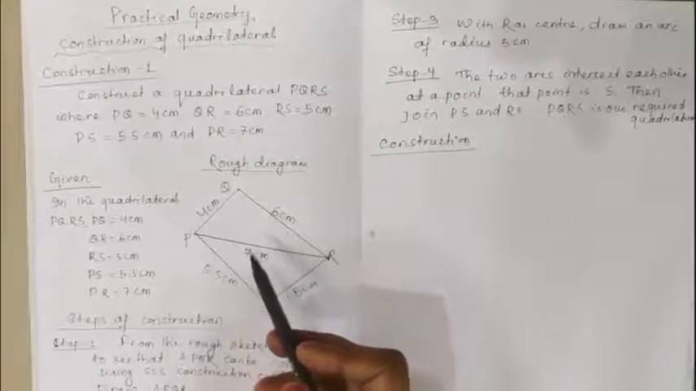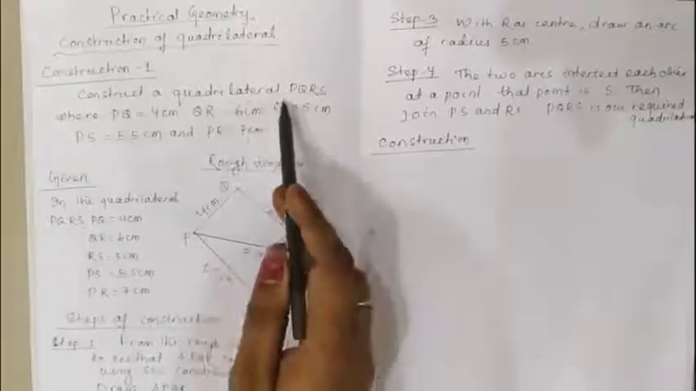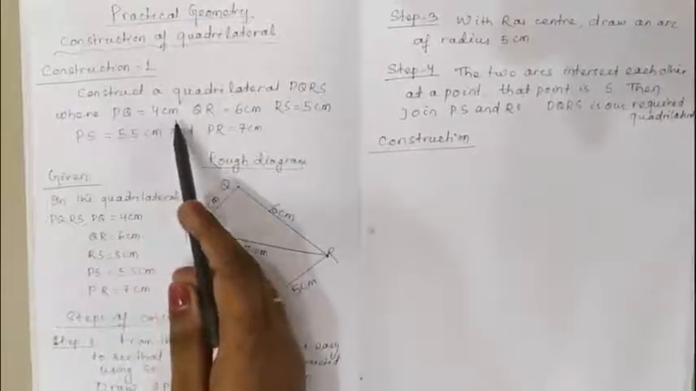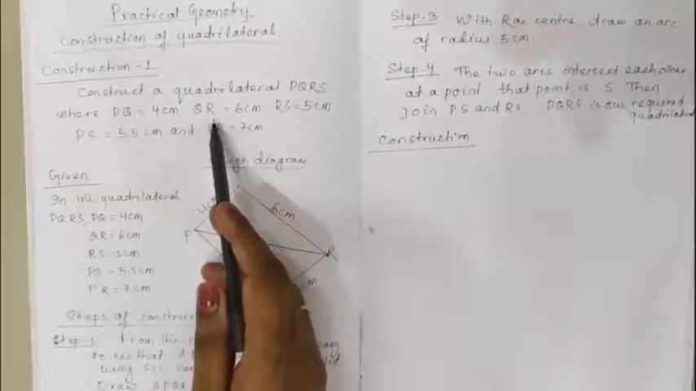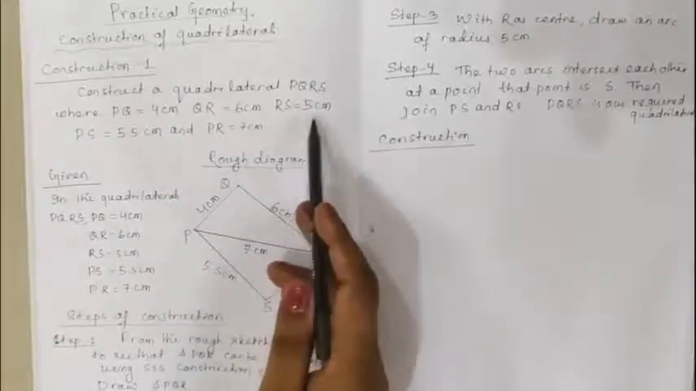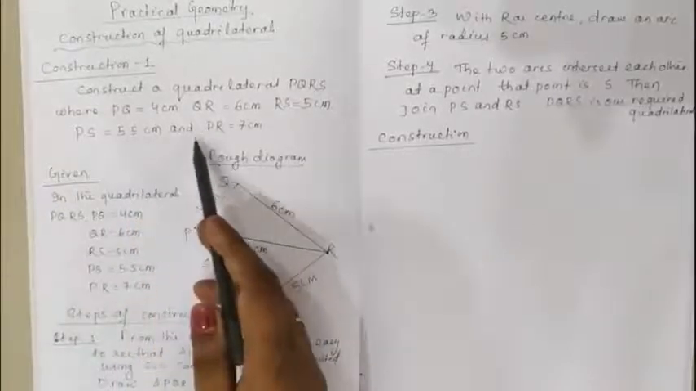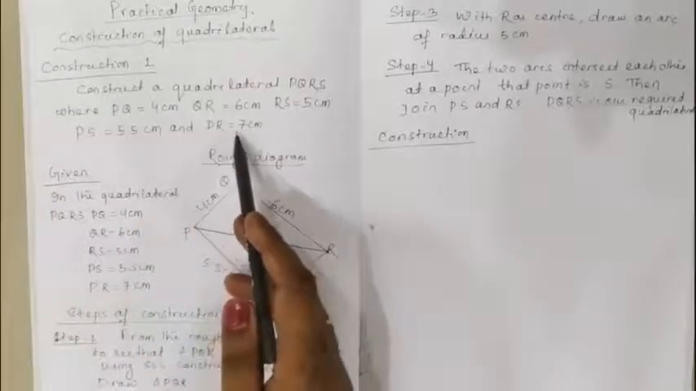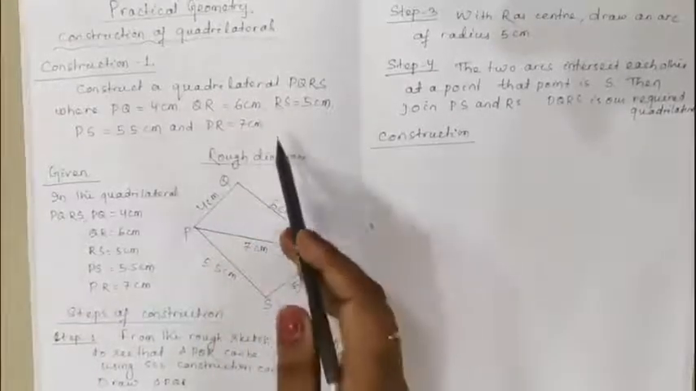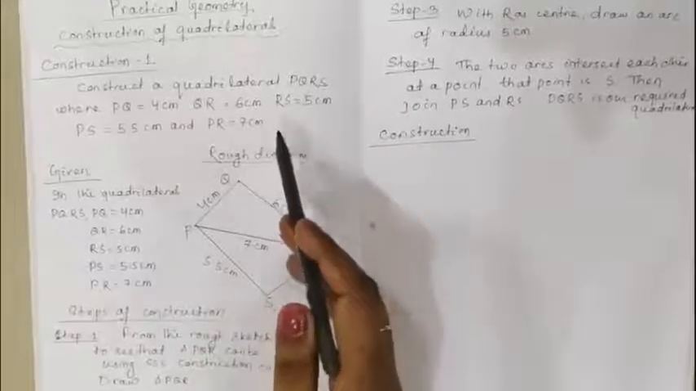Construction of quadrilateral. Example 1: construct a quadrilateral PQRS where PQ is 4 cm, QR is 6 cm, RS is 5 cm, PS is 5.5 cm and PR is 7 cm. Here the 4 sides of the quadrilateral are given and 1 diagonal is given.